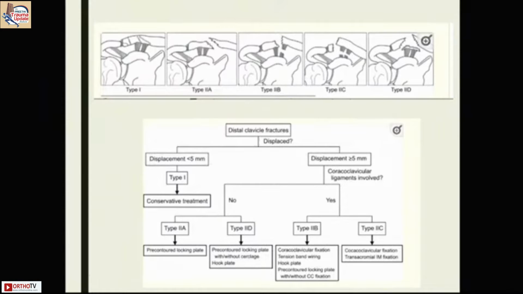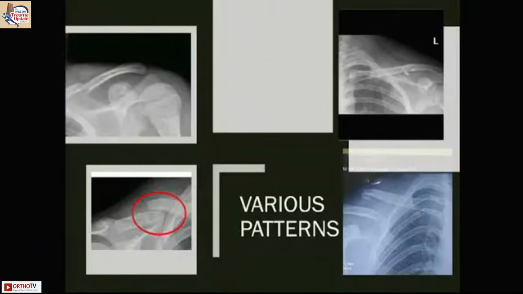This is the first point I want to stress whenever you see a lateral end clavicle fracture, because even in my experience, I fixed a lateral end clavicle fracture and, to my surprise, I didn't do any coracoclavicular fixation, and after 3 weeks the acromioclavicular joint dislocated. So that means there was a coracoclavicular disruption which could have been dealt with.